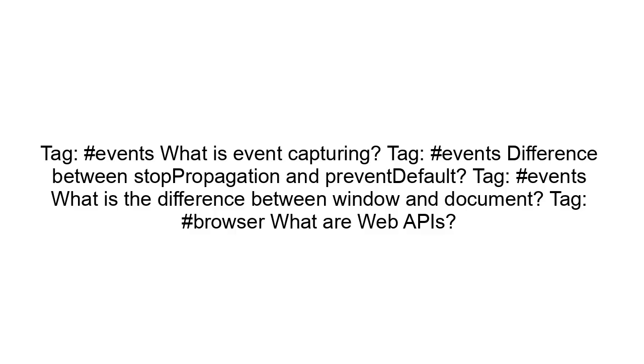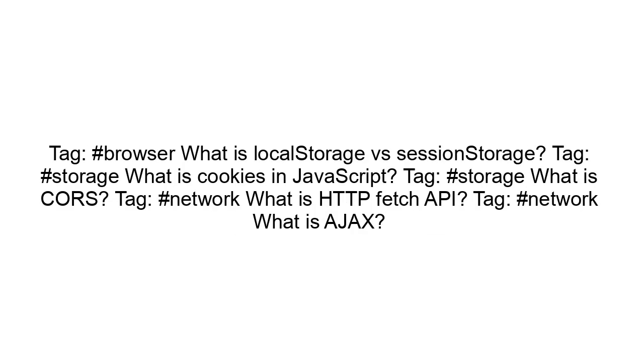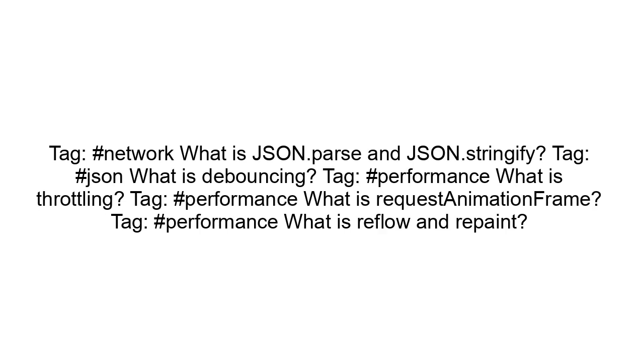What is the difference between window and document? Tag: browser. What are web APIs? Tag: browser. What is local storage versus session storage? Tag: storage. What are cookies in JavaScript? Tag: storage. What is CORS? Tag: network. What is the HTTP fetch API? Tag: network. What is AJAX? Tag: network. What is JSON.parse and JSON.stringify? Tag: JSON.